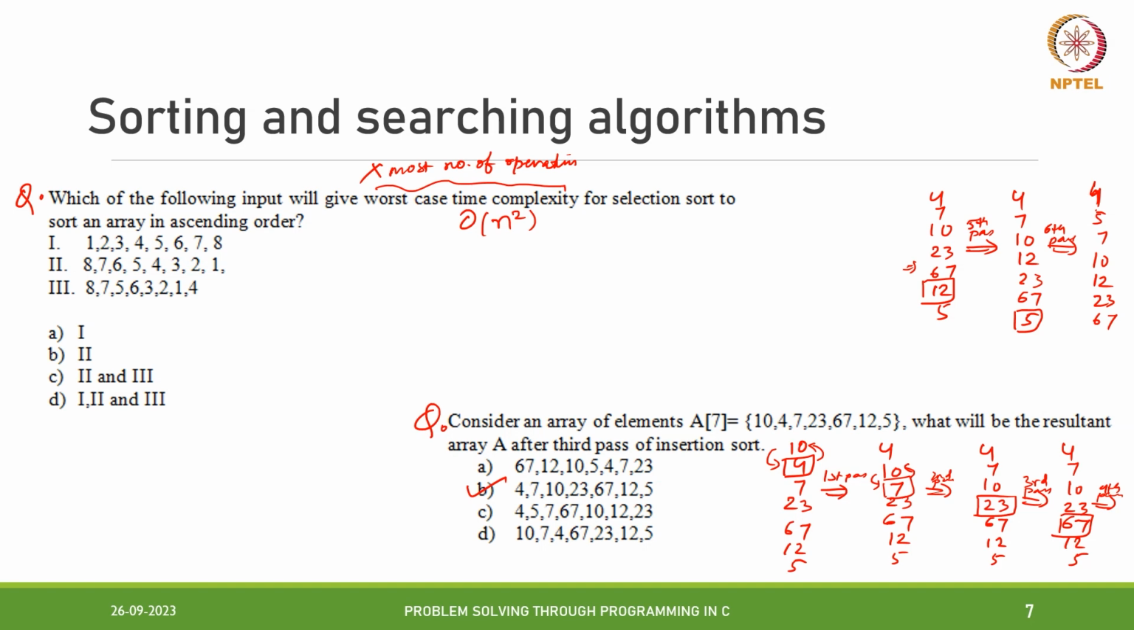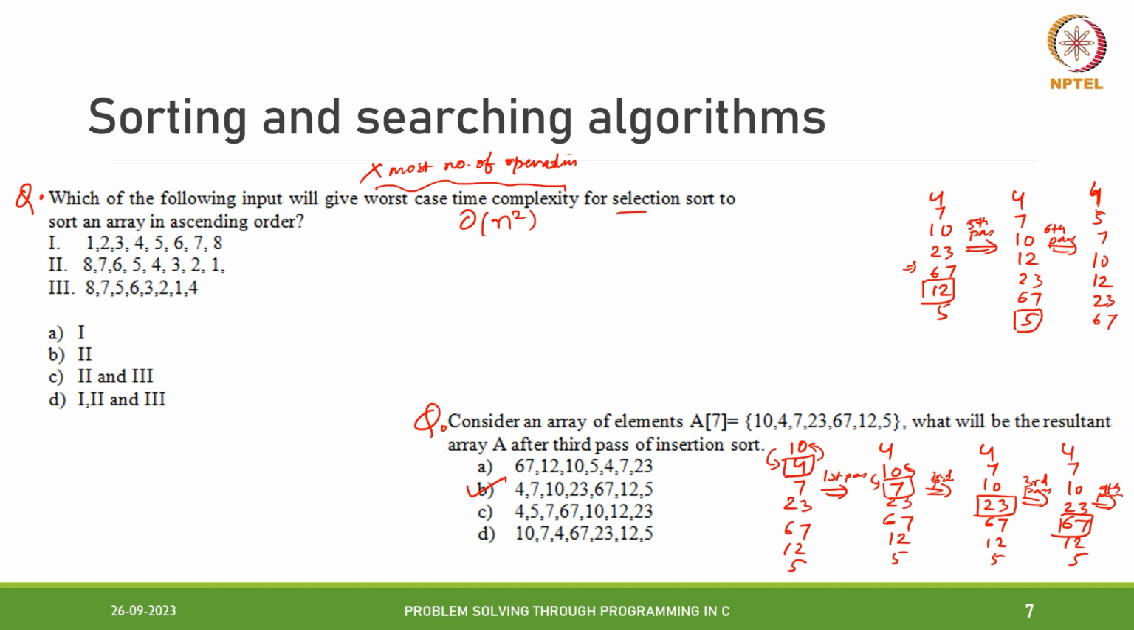So if you were asked the most number of operations, I would say the answer is option 2. The input number 2 will require the most number of operations, because it's completely in descending order. So it is the worst case. But in selection sort, even the best case complexity is also O of n square.